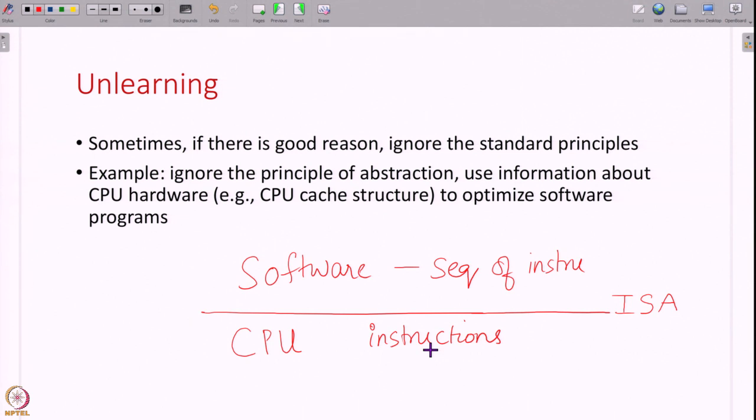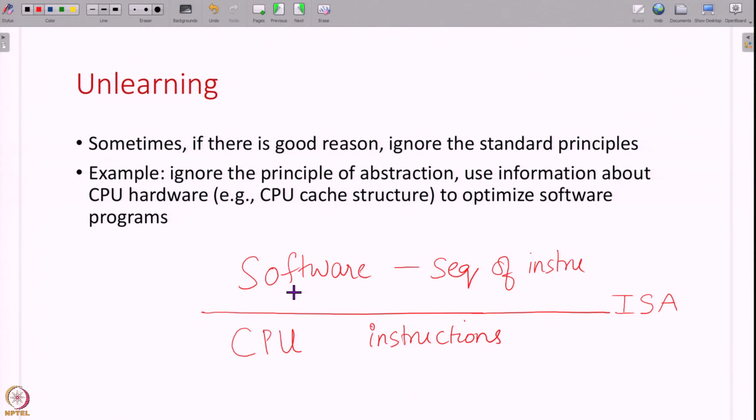But most of the time, if your software has to run properly, you have to know the internal details of the CPU. For example, if you know how CPU caches work, you can write programs that will perform better, that are optimized for the CPU caches. So this is routinely done. This is in some sense violating the abstraction principle, but it is needed in order to get good performance.